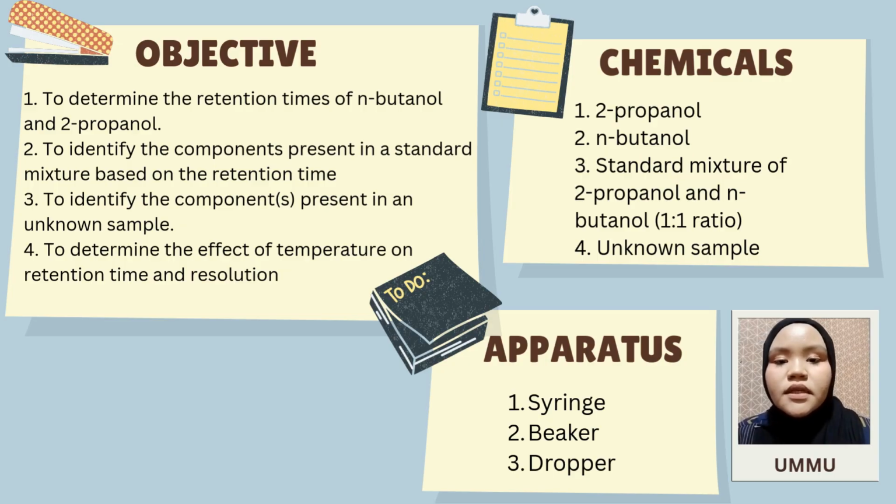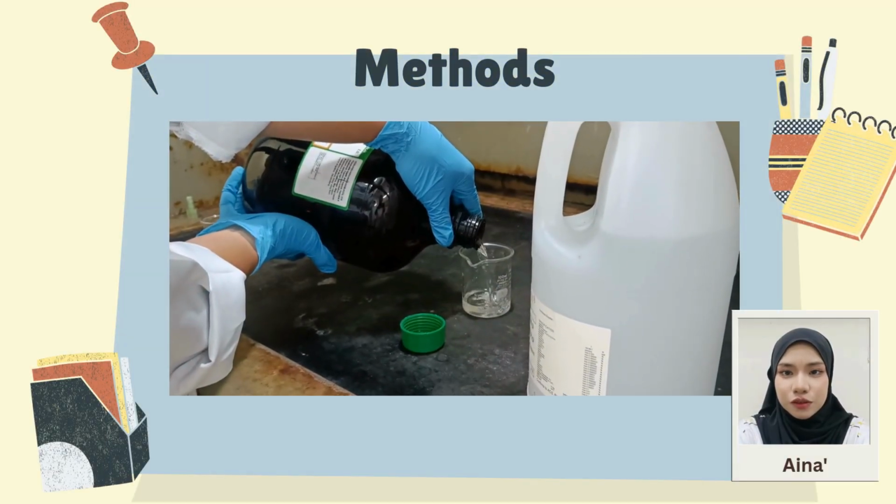The apparatus used in this experiment include a syringe, a beaker, and a dropper. The syringe is used to inject the sample into the gas chromatograph, while the beaker and dropper are used for handling and transferring the chemical sample. The chemicals used in this experiment are 2-propanol, N-butanol, a standard mixture of 2-propanol and N-butanol in a 1:1 ratio, and an unknown sample. These chemicals are analyzed to compare the retention time and to identify the components present in the unknown sample.